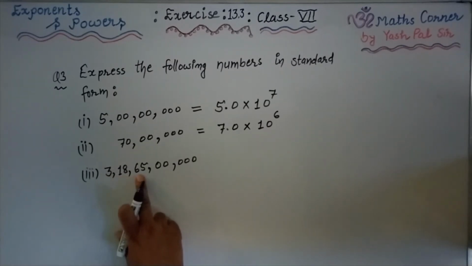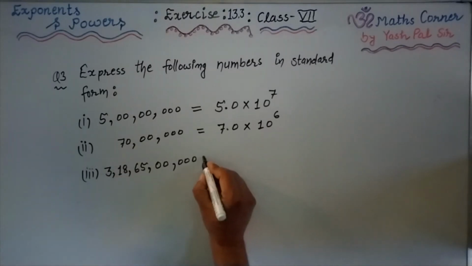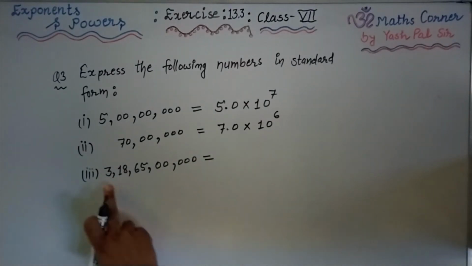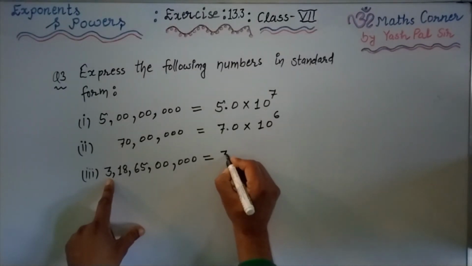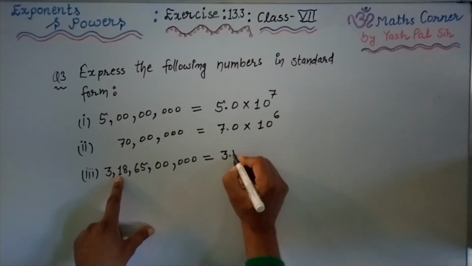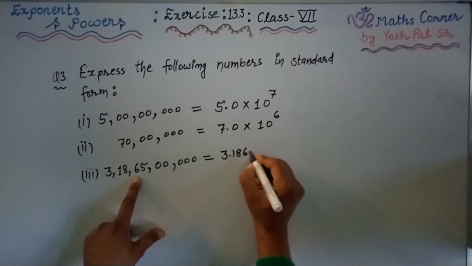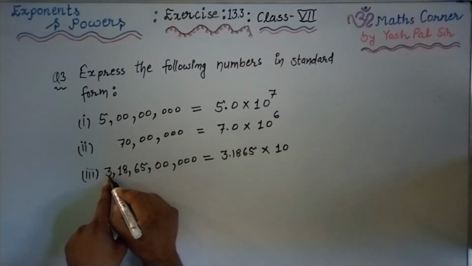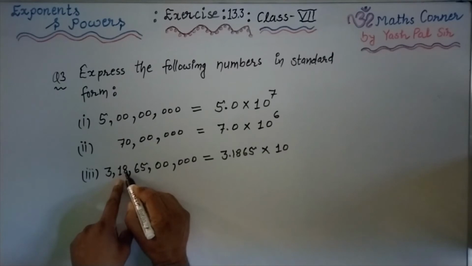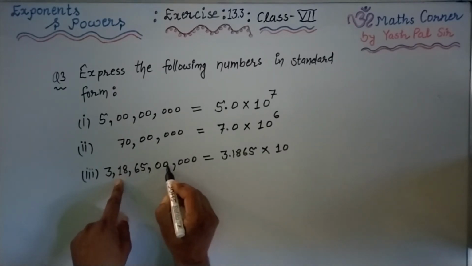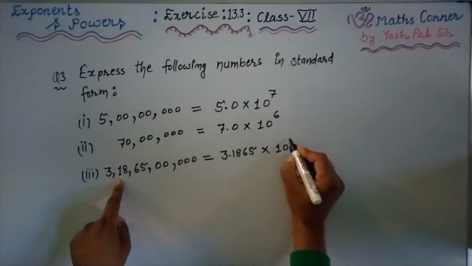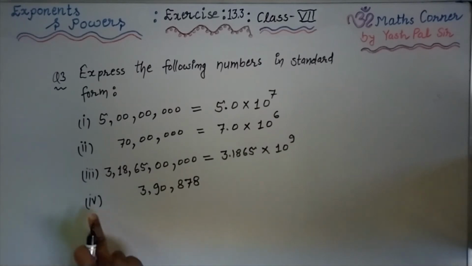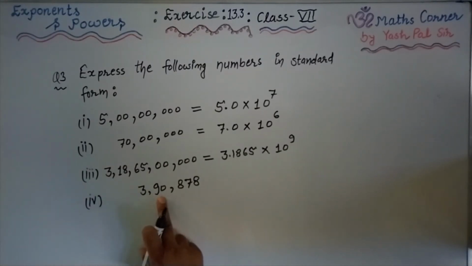Next is 3 arab 18 crore 65 lakhs. So we can write this large number in the standard form. How do we start? We write this as 3 point 1, 8, 6, 5 into 10 raised to power. After 3, how many digits are there? 1, 2, 3, 4, 5, 6, 7, 8, 9. So we write 10 raised to power 9.